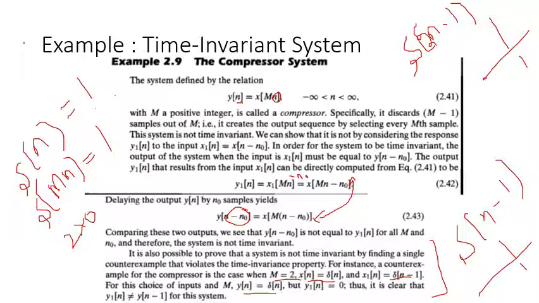If I multiply it with 2, it becomes 0. Y of 1 is equal to 0 because delta impulse is not defined at 2n minus 1. It is clear that y1 of n is not equal to y of n minus 1. So the compressor system is not time invariant. Let's move on to the next slide.